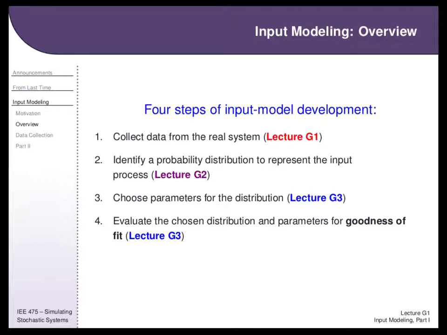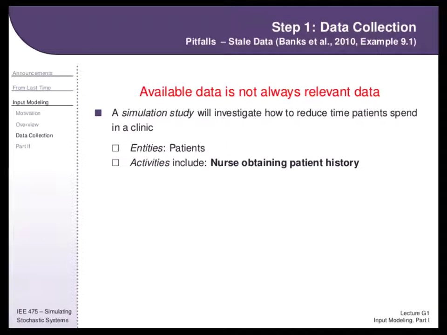And so part one of homework G3 is all about this, where you have to evaluate the fit of a particular distribution and see how estimating a parameter versus being given a parameter changes that process. So that's kind of where we're going in this roadmap of this unit.